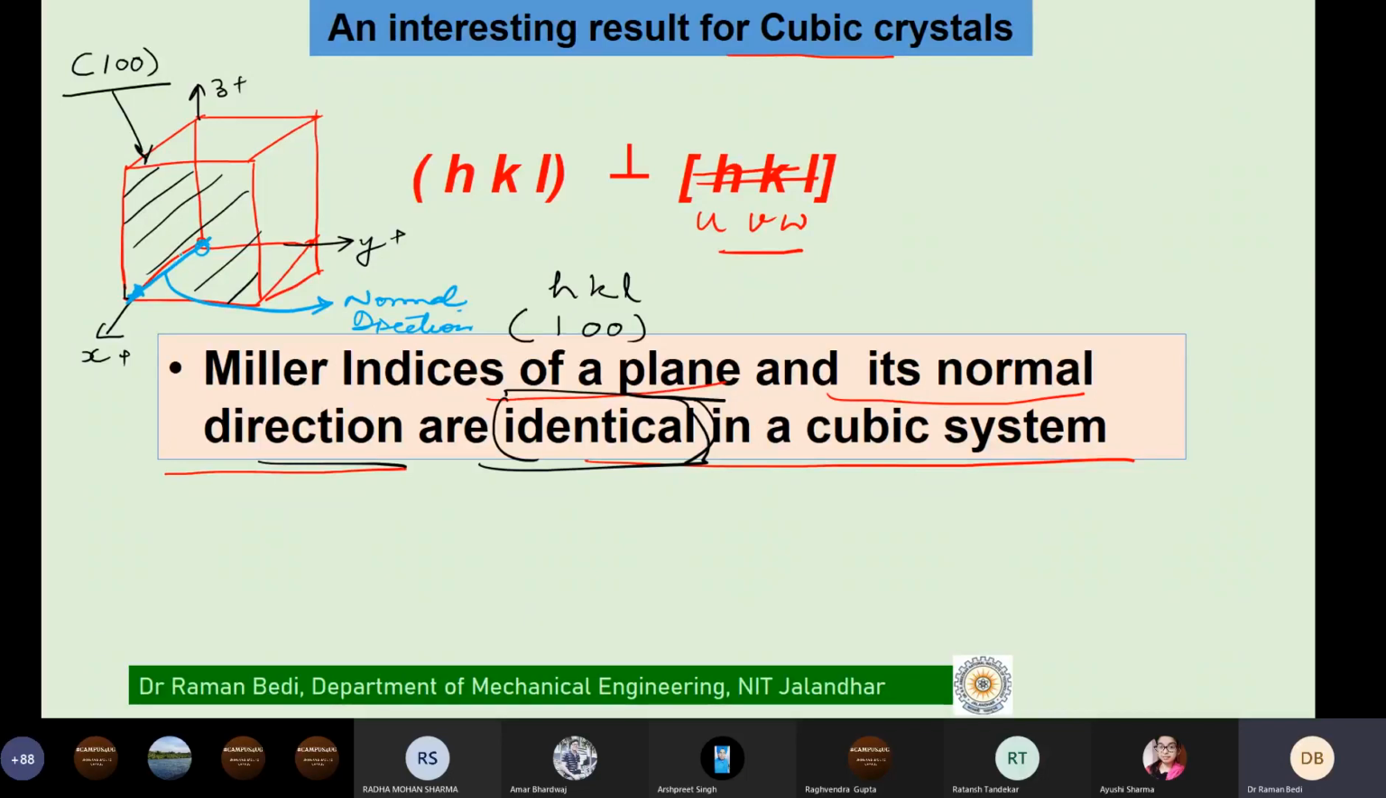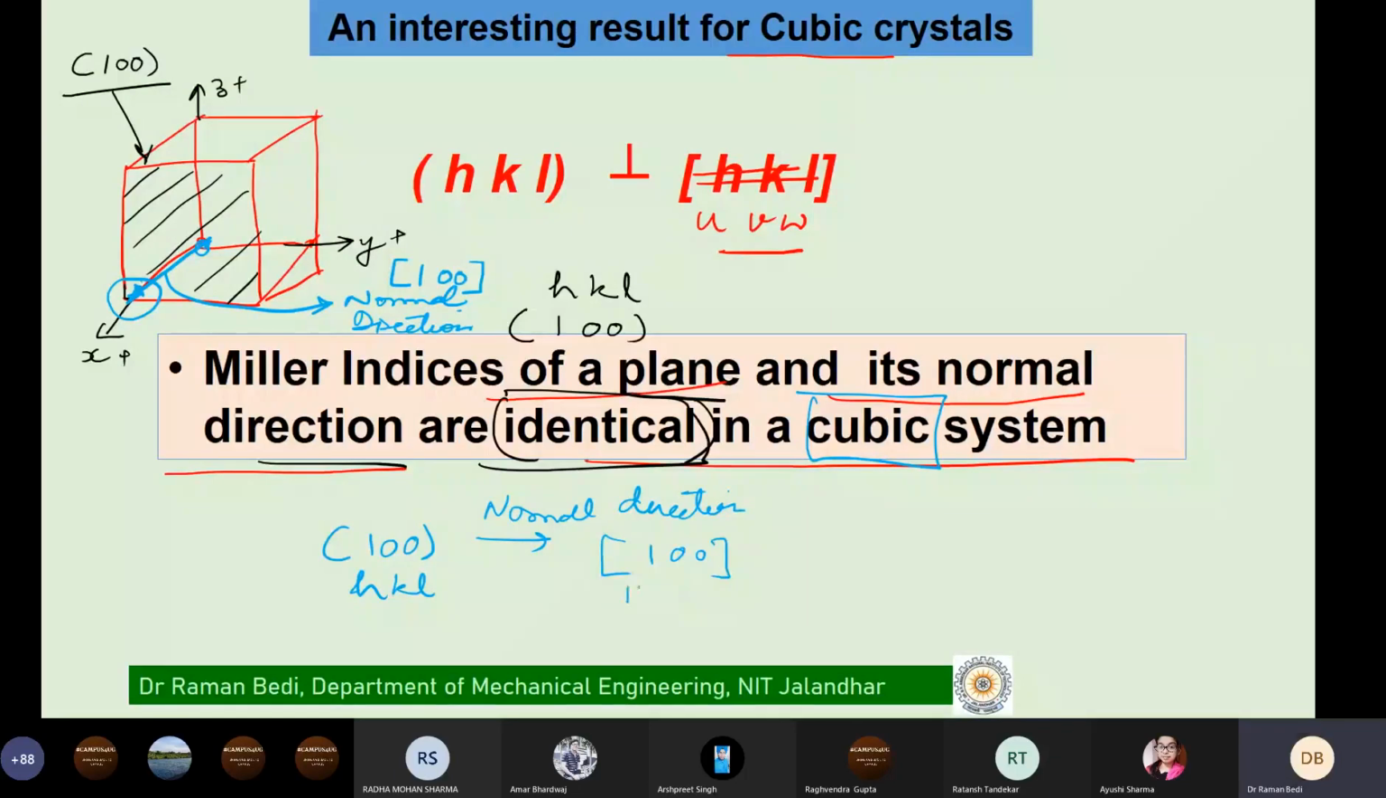If you remember, the directions are indexed by creating the origin. So I take this as the origin, then the coordinates of the other point are 1 in x, 0 in y, and 0 in z. So the normal direction here is indexed as 1, 0, 0. And this is precisely what we are trying to say, that whenever I refer to a cubic system here, the direction which is normal to the 1, 0, 0 plane, this being the hkl index of the plane, will have the identical Miller indices 1, 0, 0.